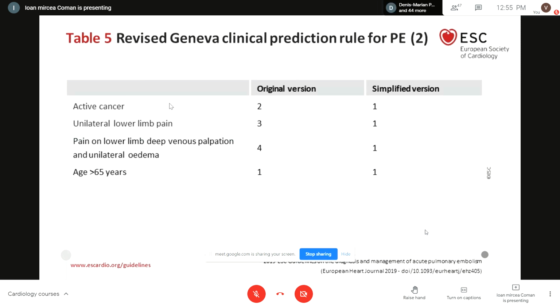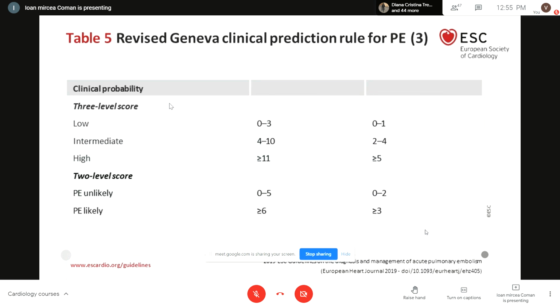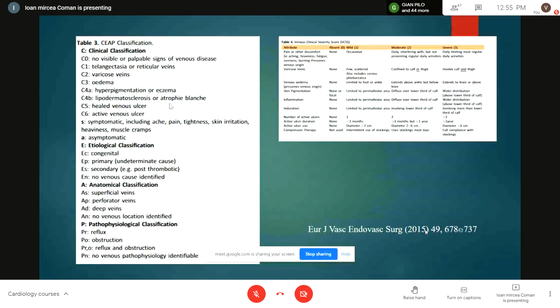So you put 1 point for each. The original version is more complicated, but just use the simplified one. And if you use it and you have a score which is not more than 2, then the PE is unlikely. But if you have a score of 3 or more, then it's likely that the patient has a pulmonary embolism, and you should check and diagnose more, having in mind this diagnosis.